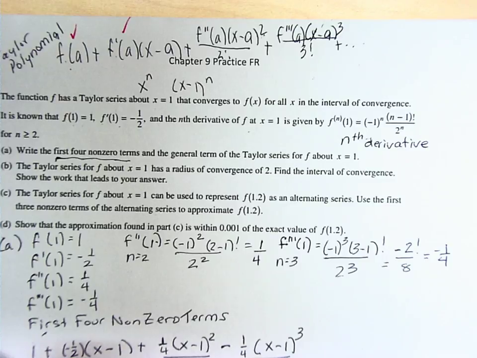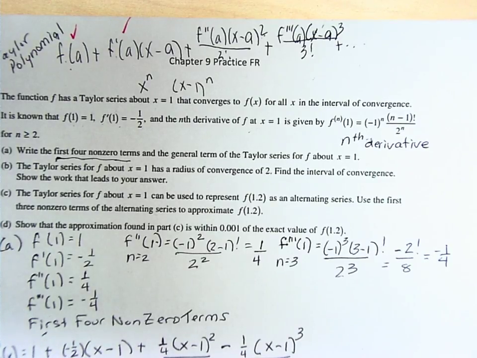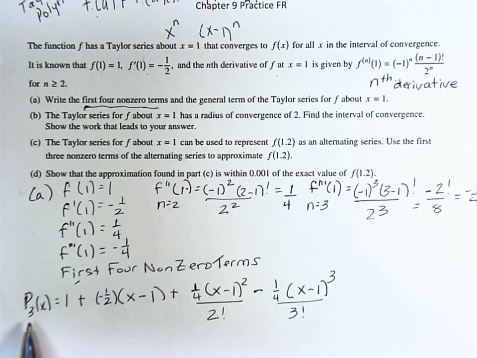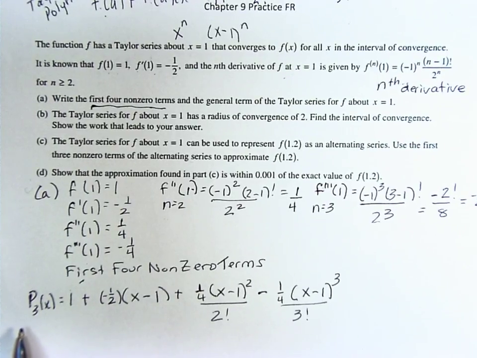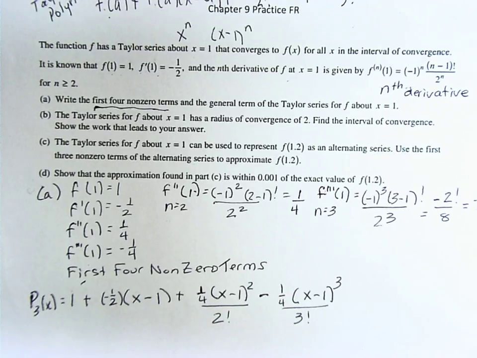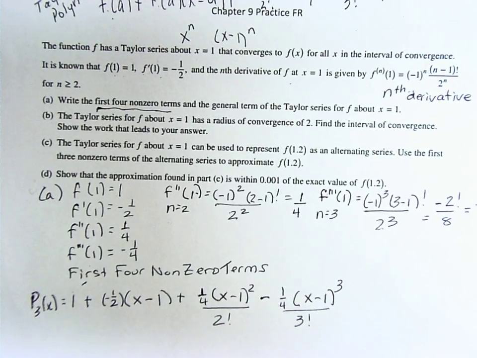Now personally, I would label it P3 of x equals. Sometimes people call it T3 of x, P3 of x, or T3 of x is fine. T3 of x looks too much like text, reminds me of T-Rex, and I don't know, it reminds me of dinosaur.